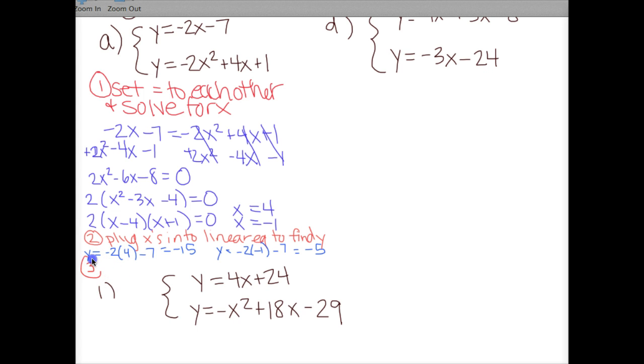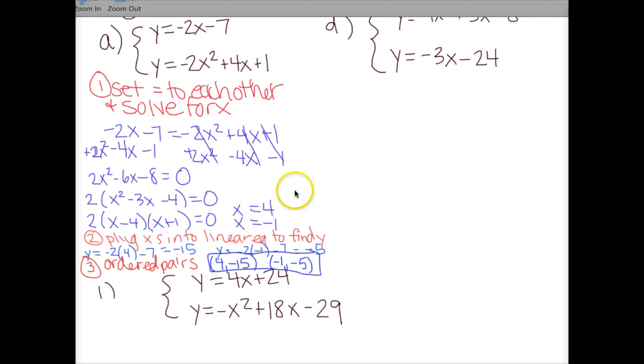Step 3, didn't really leave myself quite enough room here, is to write as ordered pairs. So my ordered pairs here: when x was 4, I got negative 15, so 4, negative 15. And then when x was negative 1, I got negative 5. So these are my two ordered pairs that are solutions. Remember, any solution that you get, if you plug them back in, they should work. So if you want to double check, you could plug the x's into the quadratic and make sure that you get those same y's. Because if you don't, either you did something wrong when you plugged it in, or you didn't solve it correctly. Okay.